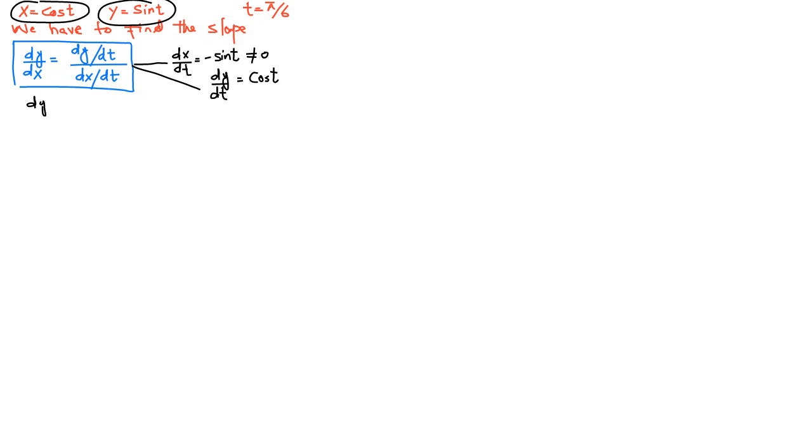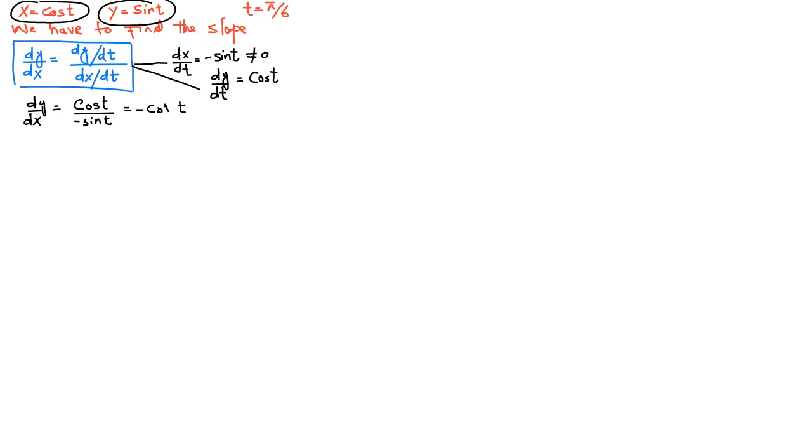What will we get? dy over dx is equal to dy over dt, which is cosine of t, divided by dx over dt, which is minus sine of t. Minus sine of t. Cosine over sine is equal to what? Cotangent of t.